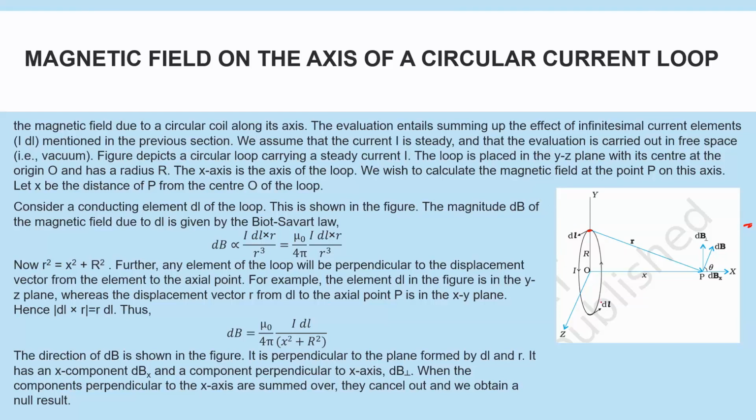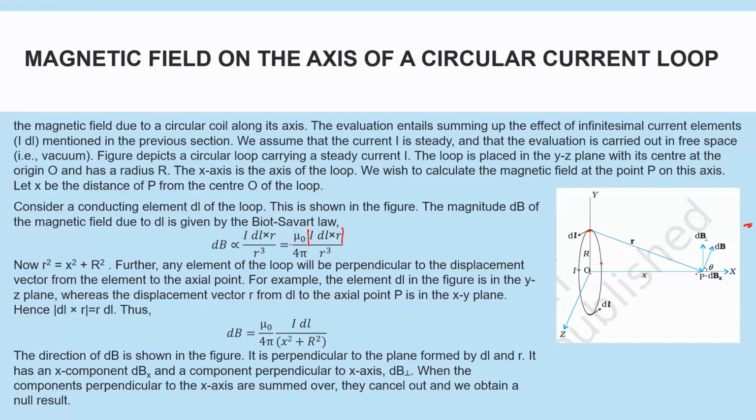We are assuming over here that the current I is steady, and this is being done in free space, so whatever constant of proportionality we use will be with respect to free space. The x-axis, as I said, would be the axis of the loop, and we want to calculate the magnetic field at point P. x is the distance between the center of the loop and the point P. We are considering the conducting element dl of the loop. The magnitude of dB, the magnetic field at point P, can be given by the Biot-Savart law: I dl cross r upon r cube, which equals mu 0 by 4 pi I dl cross r upon r cube. If you want to get only the magnitude of it, we will just put a mod over here.